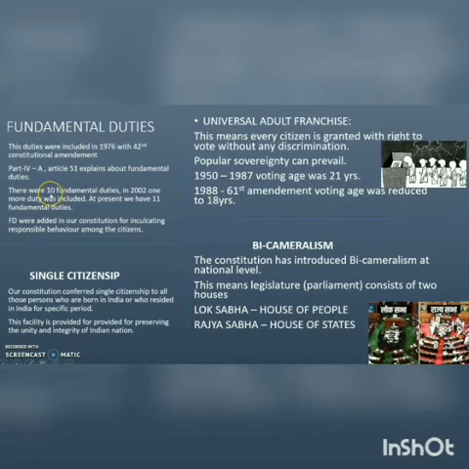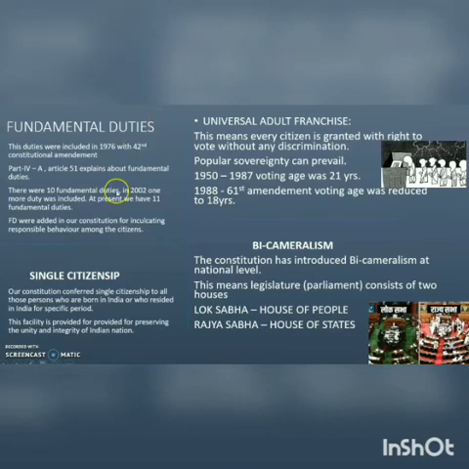How many duties were there? 10 fundamental duties were there, but in 2002, one more was included. So at present, we have 11 fundamental duties. To quote some fundamental duties: respect the national anthem, national song, respect the constitution, respect women, protect public property, and to abjure violence. These are some of the fundamental duties.